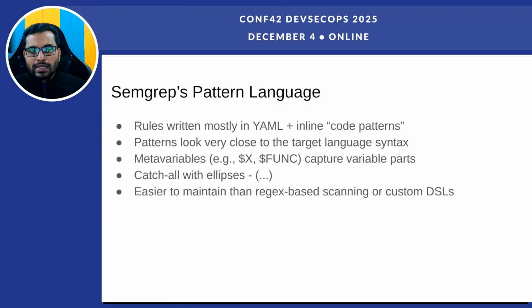Now, in addition to that, a single rule has multiple things. It also has metadata like message, severity, language, etc. And the good thing about the pattern rules is that since these patterns are code-like, developers can read, review, and iterate on rules without needing to learn a complex DSL.